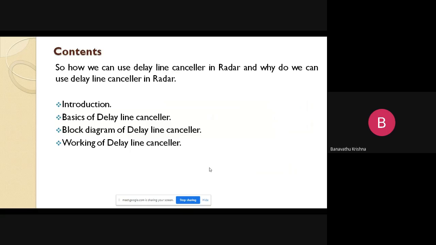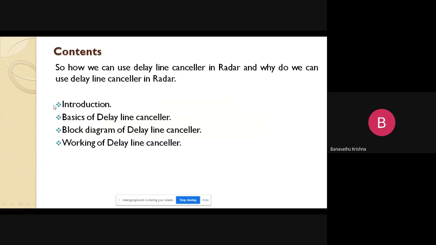So here I'm going to explain delay line canceller. How can we use delay line canceller in radar system, why do we use delay line canceller in radar system, what is the purpose of the delay line canceller in radar system. These are the contents I'm going to discuss in detail.